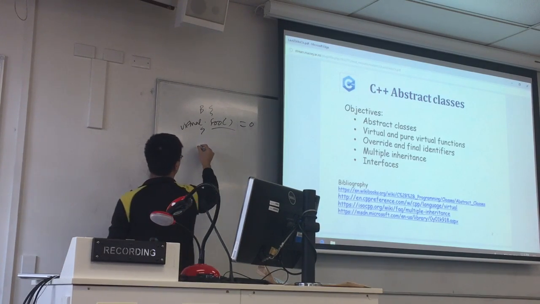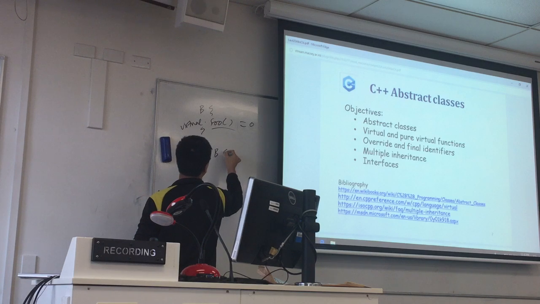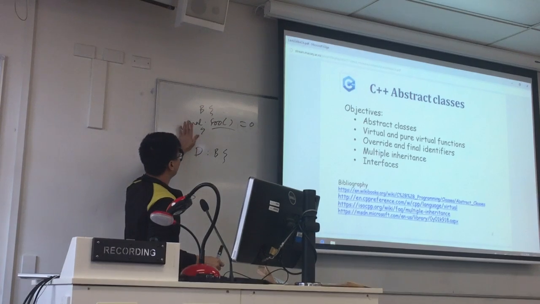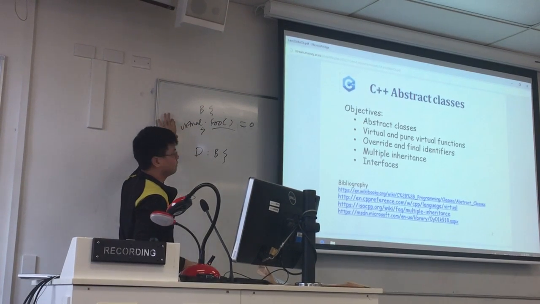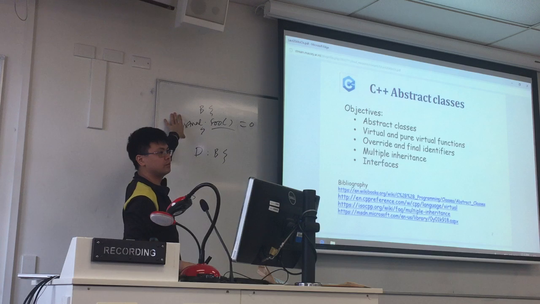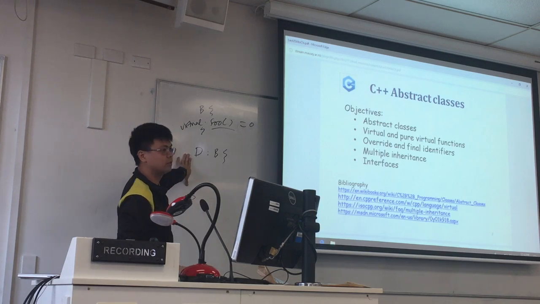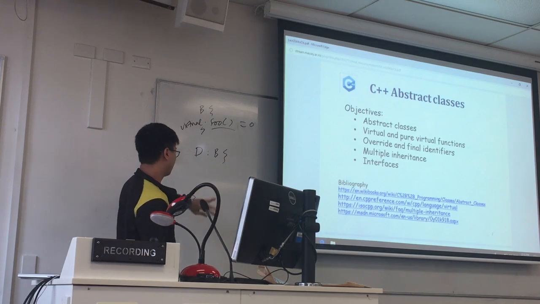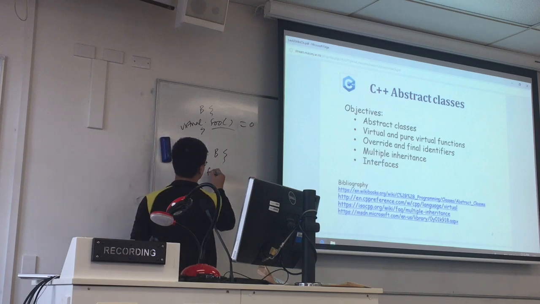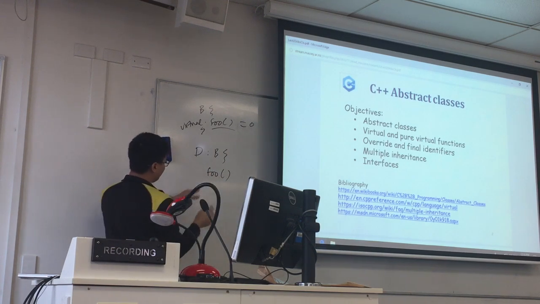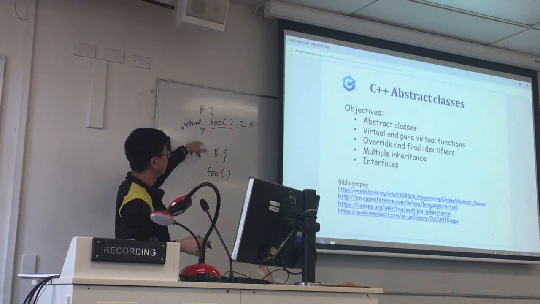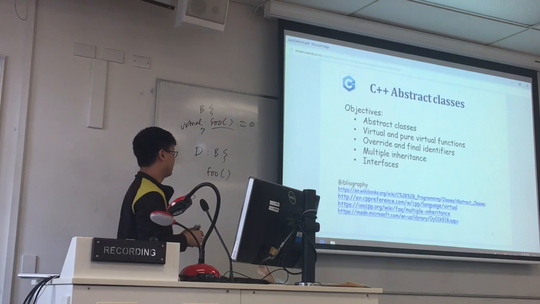So what happens when we derive D from B is that the compiler will say, okay, B has a foo function which doesn't have an implementation. So I expect D to have an implementation, so that when you call foo, I know which one to invoke. And when you implement foo here, it is not overriding anything. It is actually implementing something that you haven't implemented.